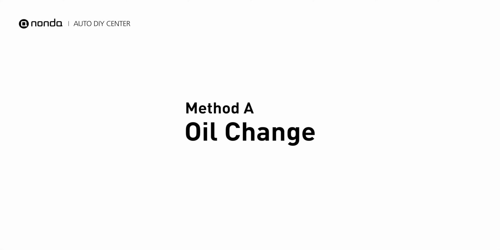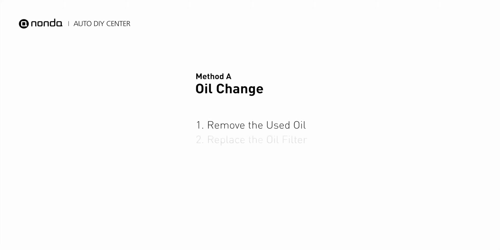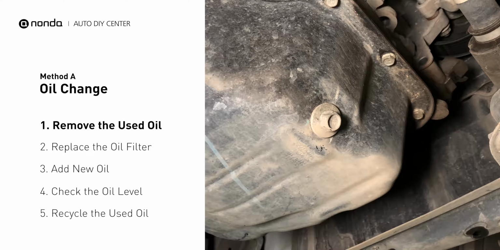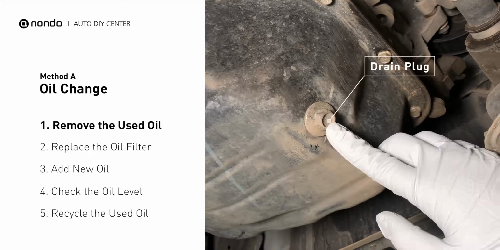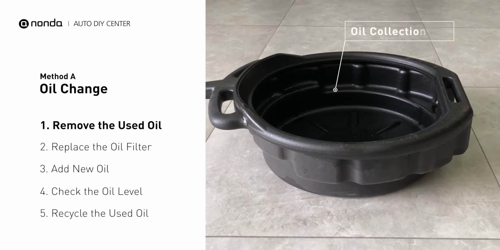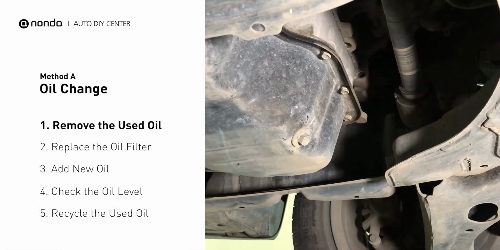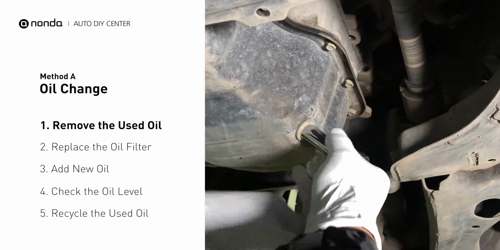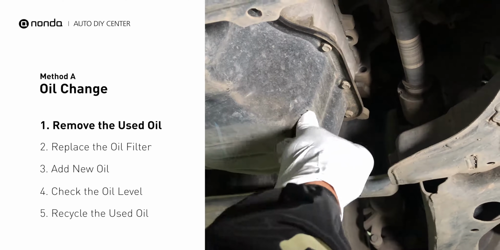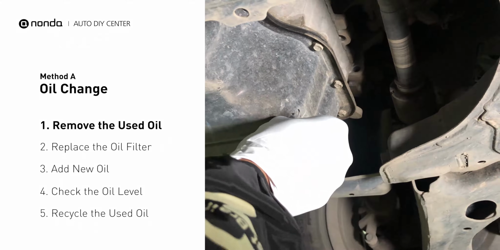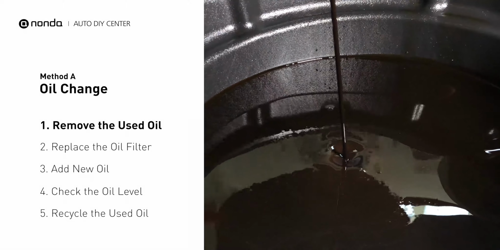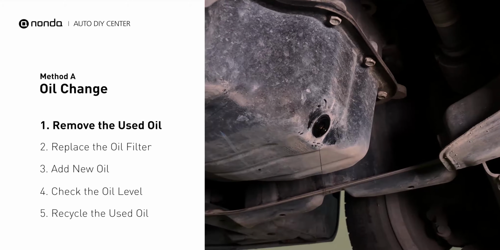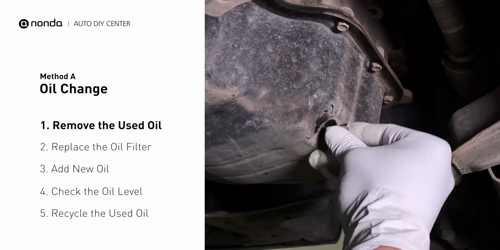Method A, oil change. Locate the oil drain plug on your vehicle and place an oil collection pan underneath it. Use the socket ratchet to remove the plug from the oil pan on your vehicle. Once the plug is removed, the oil should start flowing out into your collection pan. Once all the oil is drained, replace the drain plug and tighten it back on.